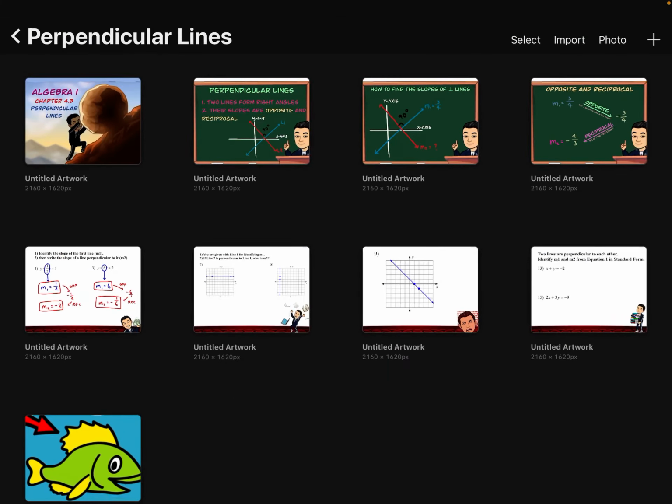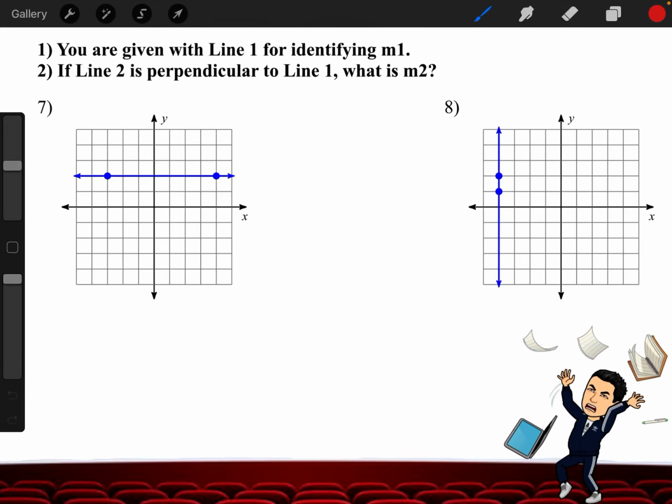Let's go ahead and look at the next one. These are the two special types of cases that I want you guys to understand. First of all, if I call this M1, the slope is going to be 0 for any horizontal line. For number 8, you got a vertical line, which means the slope is going to be undefined.